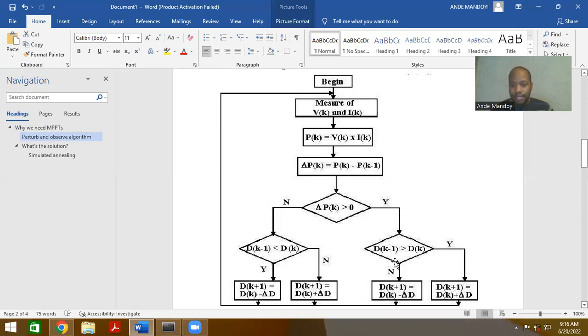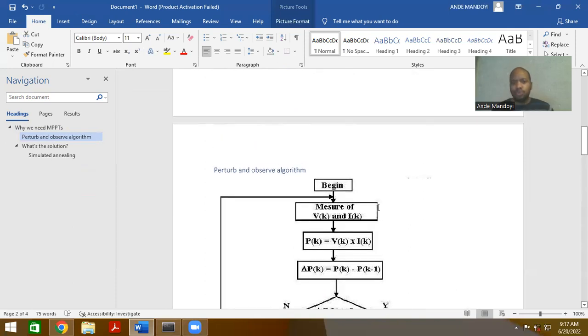If that is the case, then we want to check when did this occur? Did it occur when we increased the duty cycle, or did it occur when we decreased the duty cycle? Put it another way, did it occur when we increased the voltage, or did it occur when we decreased the voltage? Because we want to continue in the direction that increases the power. So if it occurred when we increased the voltage or the duty cycle, we keep increasing it. If it occurred when we decreased the duty cycle, we keep decreasing it.